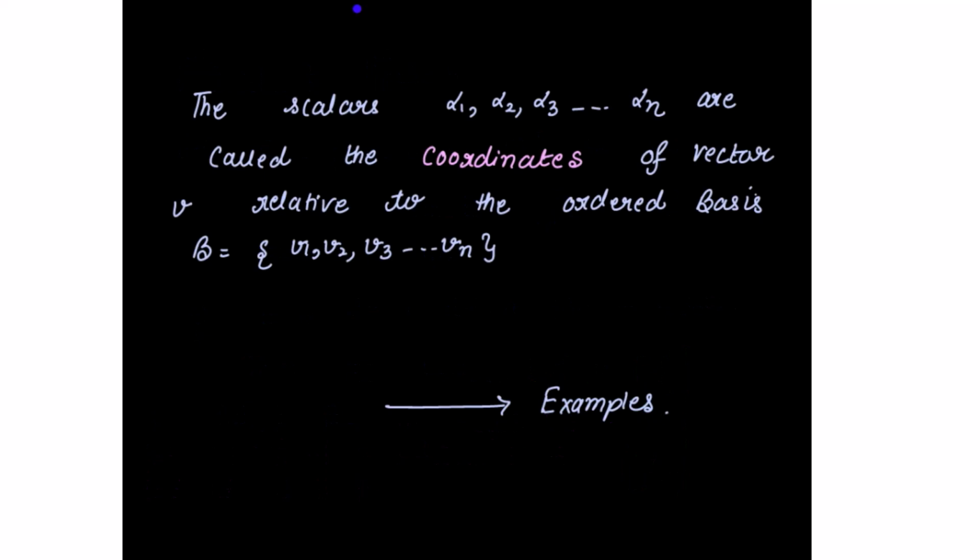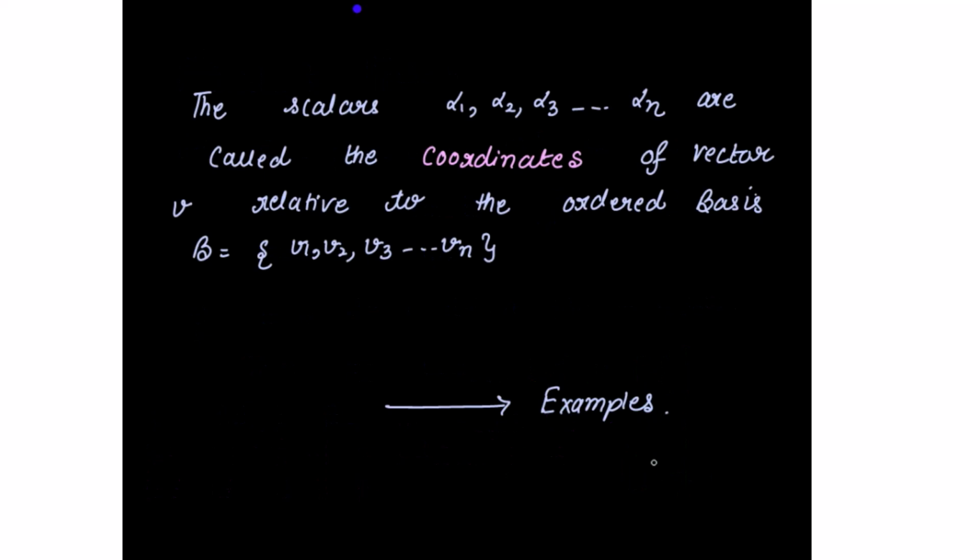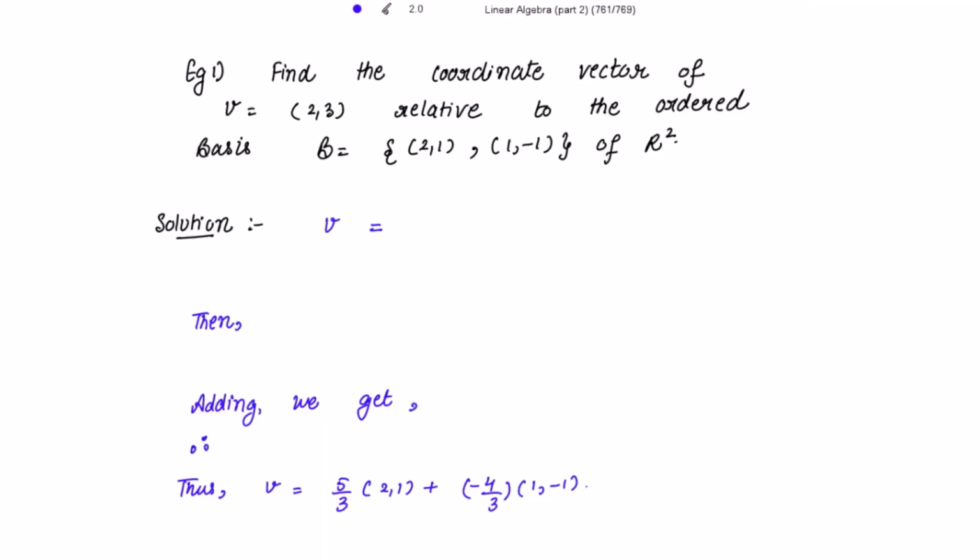The scalars alpha 1, alpha 2, alpha 3 up to alpha n are called the coordinates of vector V relative to the ordered basis B. So these are known as the coordinates. Right? Alright, let's move on to the examples that make it clearer to you.